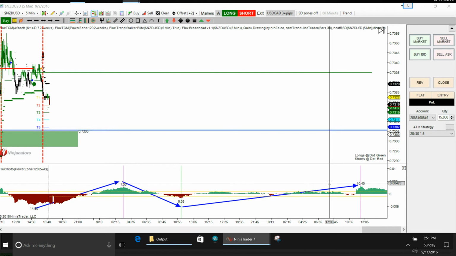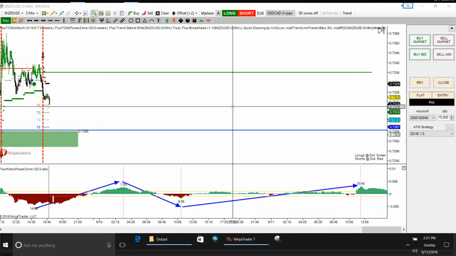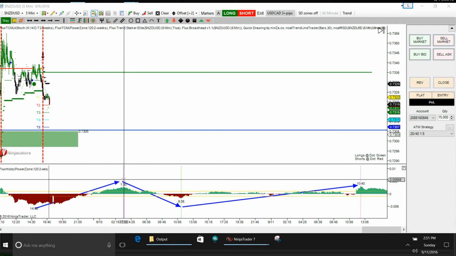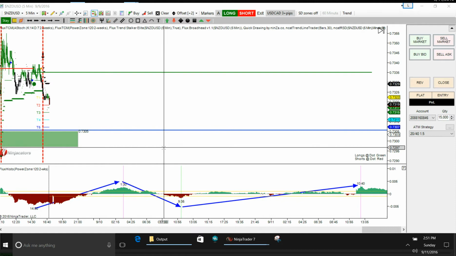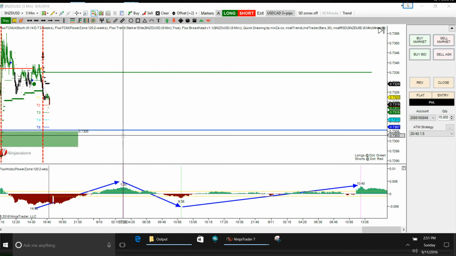I already have my trades mapped out with the Flux Power Zone, the Trend Stalker Elite, and the bigger Power Zone. I can plan my trades well in advance. Doesn't mean that I'm going to take all of these trades. Depending on when it comes up to these time cycle markers, if it's reacting to where I think it's going to go in that direction, then I'll take the trade.